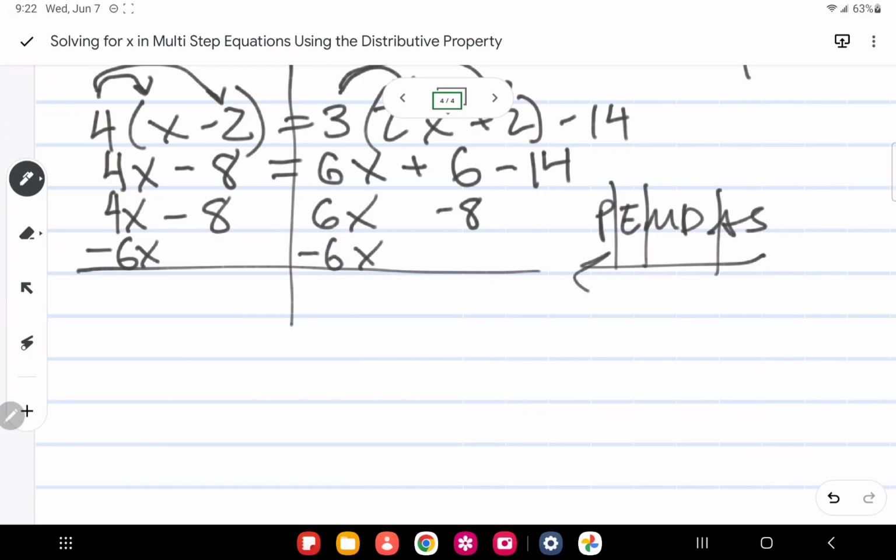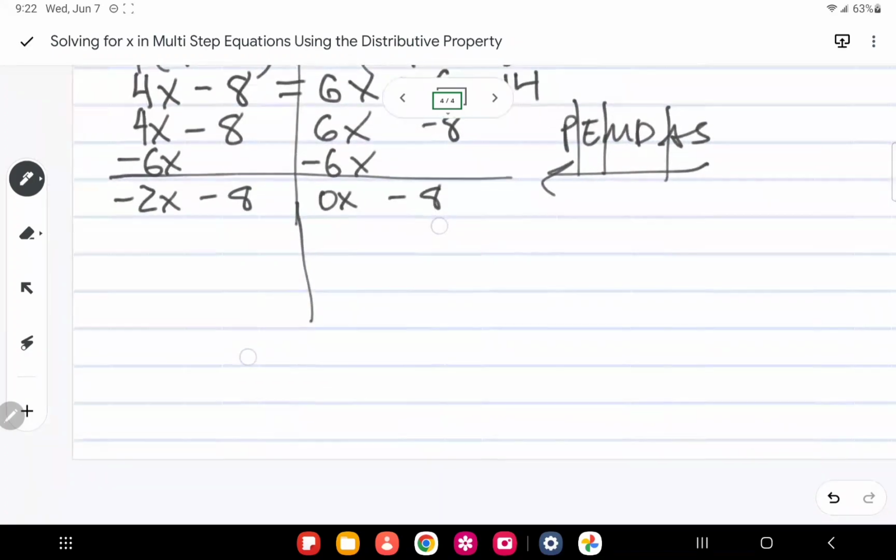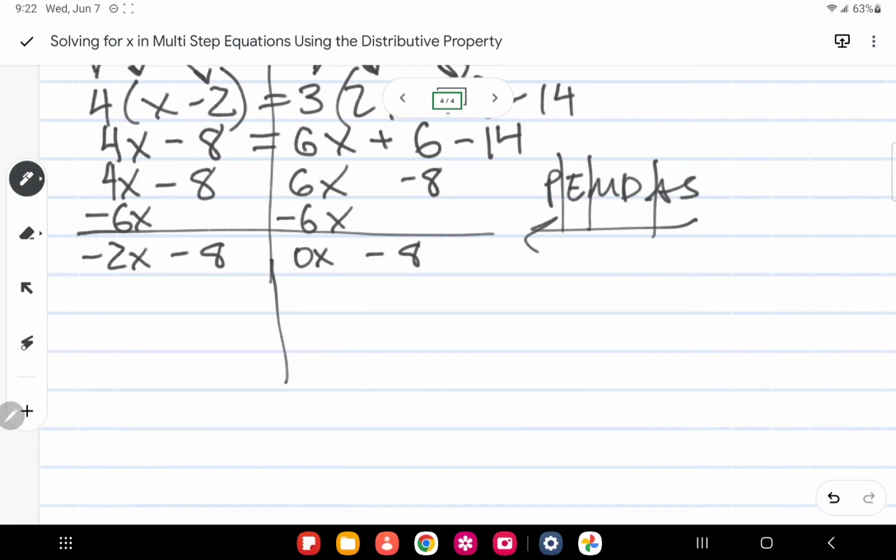6x minus 6x is just 0x. 4x minus 6x is negative 2x. And now we will just bring down whatever it is that we did not use. Now, 0x just disappears, and we will just rewrite everything else. Now we are back to solving for x in multi-step equations. The next operation here, the operation being done to the negative 2x, is subtracting 8. The opposite of subtraction, according to PEMDAS, is addition.